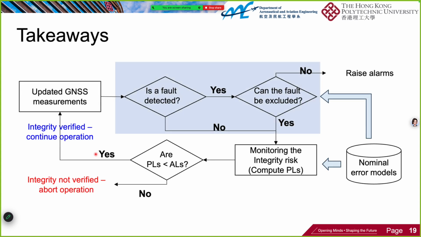To summarize, I hope you have learned the general process of integrity monitoring through this talk. This figure may look simple, but it captures the main idea of the whole topic. Detect faults, exclude faults if possible, compute the protection levels, and decide whether the operation is safe to continue. If you are interested, each part is worth studying in much greater detail.